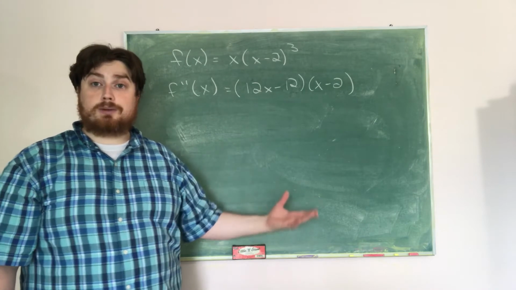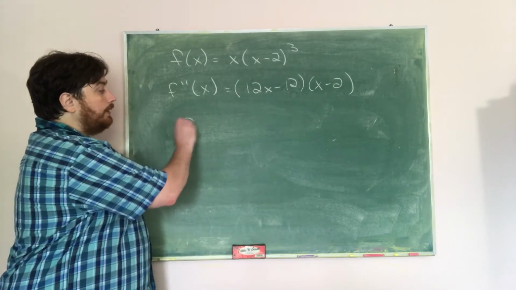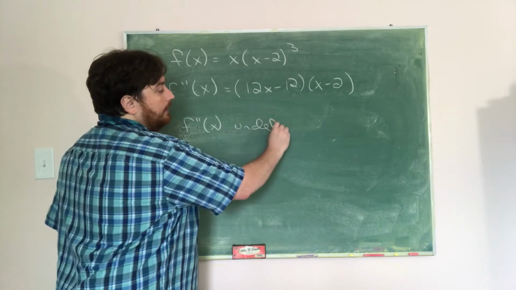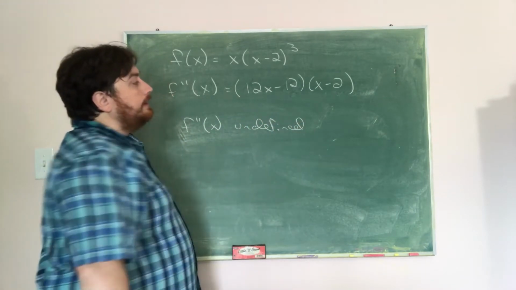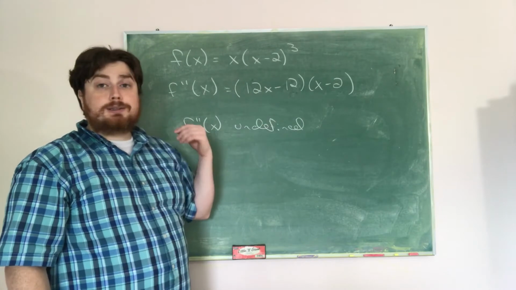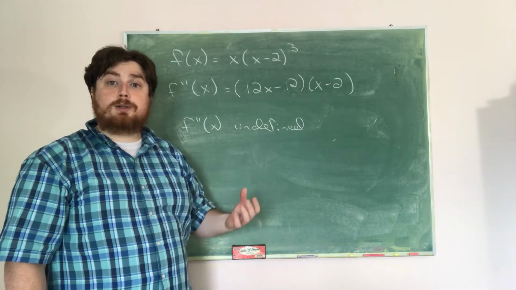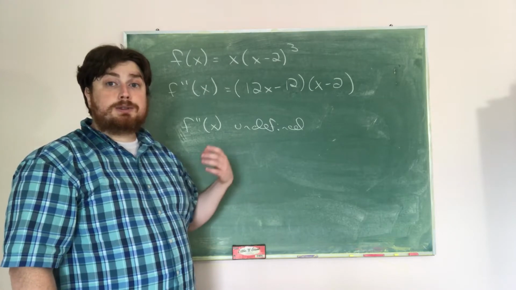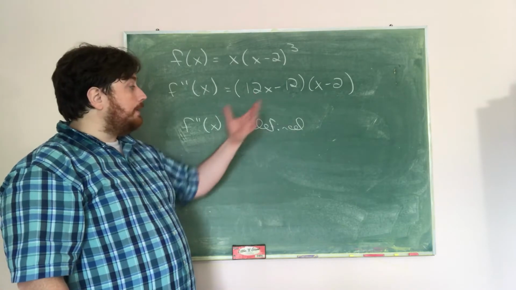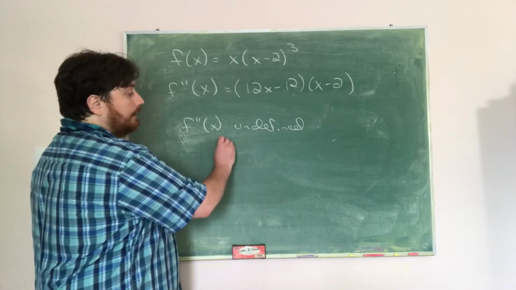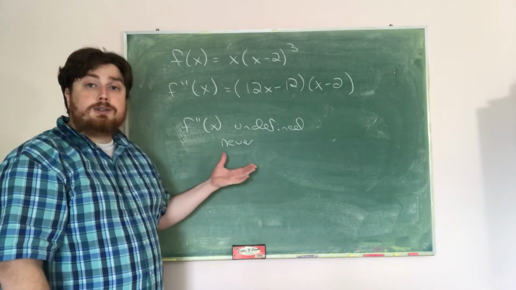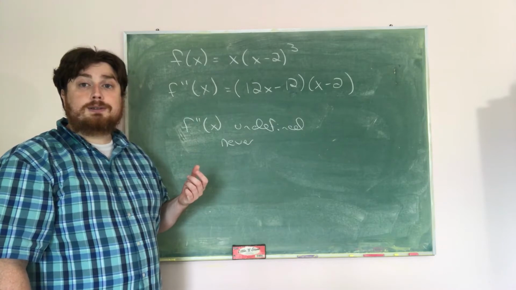what we have to find is where it's 0 or undefined. So I'm going to start off with where is my second derivative undefined. Now, if I look at this, what I have is that this is a polynomial times a polynomial, so it's a polynomial. The domain of polynomials is all real numbers, therefore this is always defined, so this never happens. That is, my second derivative is always defined, so we don't need to worry about this case.